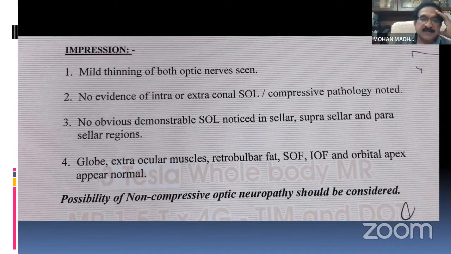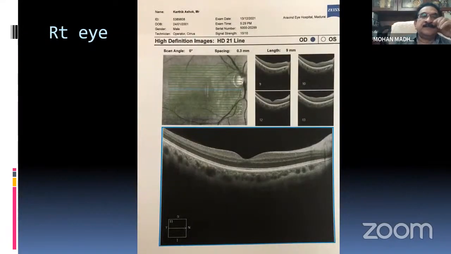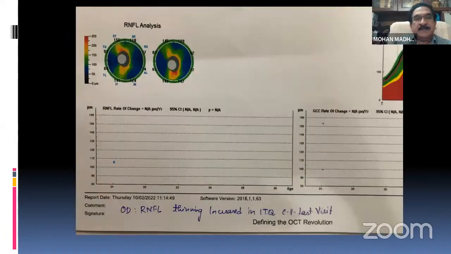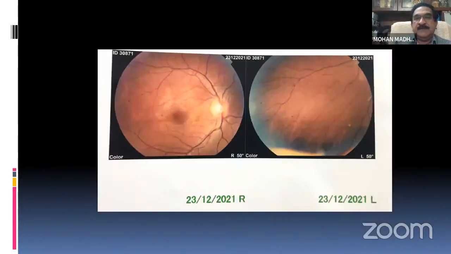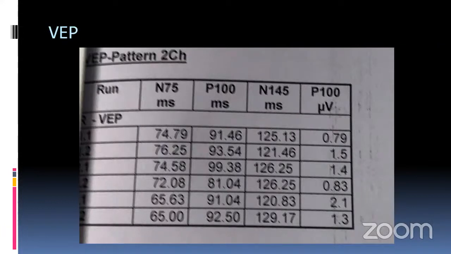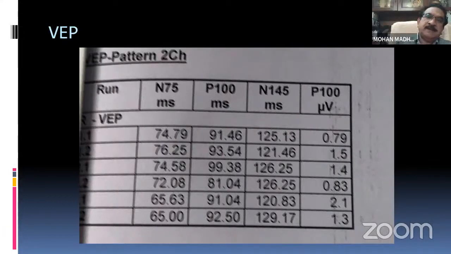That's what they say. Probably they must have seen some atrophy of the optic nerve, which I did not think was there. So they referred to the ophthalmologist. They did OCT. They did a fundoscopy. The fundus is normal. This is in 2021 January. This is in 2021 December. The pons and medulla were normal, they're all normal. They did a VEP, which is also normal.